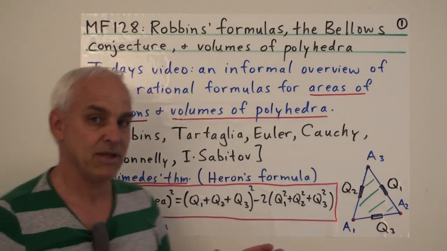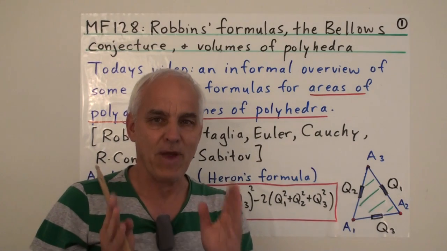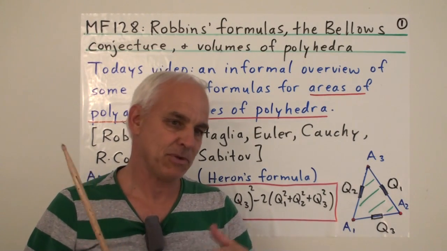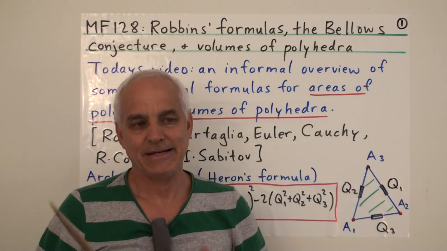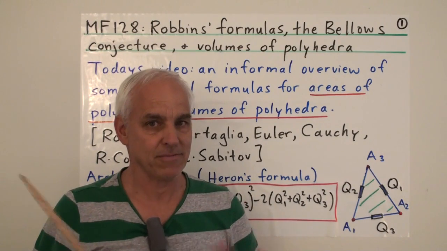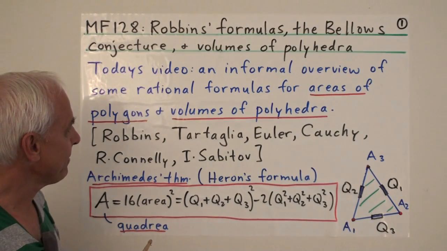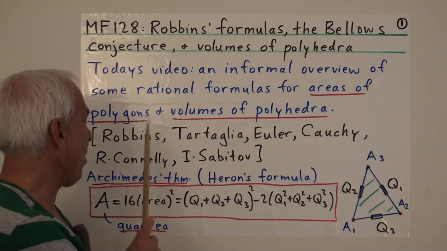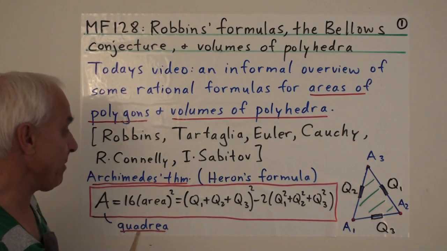And part of the aim is just to give you an overview, but to get you thinking that the rational point of view is really the right one, and to give you some kind of experience in terms of the kinds of algebraic relations that naturally come up in very natural geometrical situations. And I'm going to be mentioning quite a few people today: Robbins, Tartaglia, Euler, Cauchy, Connelly, Sabitov, amongst others as well.